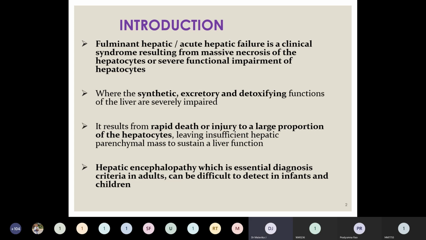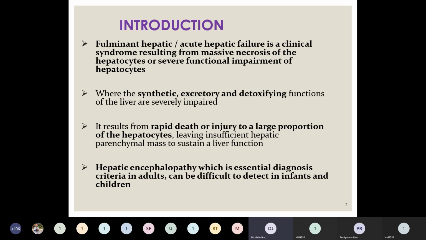So coming to the introduction. Fulminant hepatic or acute hepatic failure is a clinical syndrome resulting from the massive necrosis of the hepatocytes, or a severe functional impairment of the hepatocytes, where the synthetic, excretory and detoxifying functions of the liver are severely impaired. This results from a rapid death of cells or injury to a large proportion of the hepatocytes, leaving insufficient hepatic parenchymal mass to sustain normal liver function.